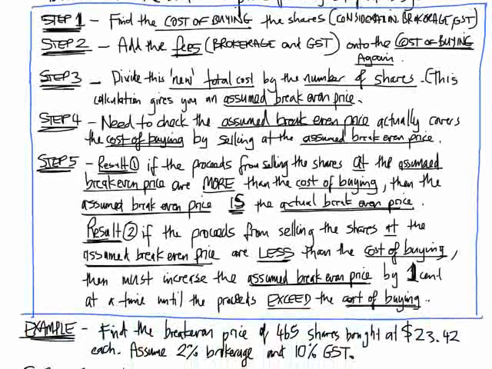So step 1, you need to find the cost of buying the shares. So basically you do a buying shares calculation, as if you were buying the shares. So that includes the consideration, brokerage, and GST.